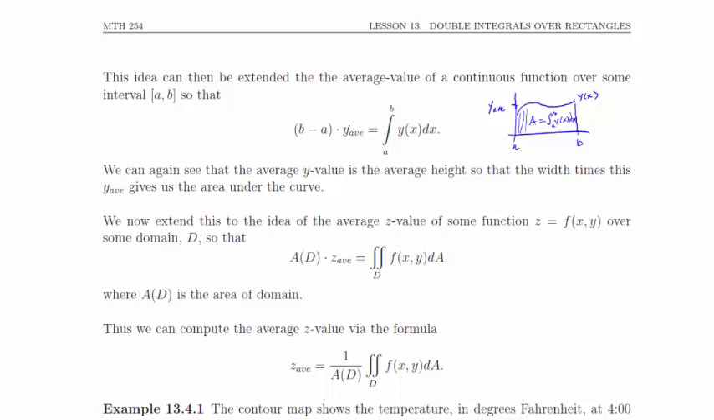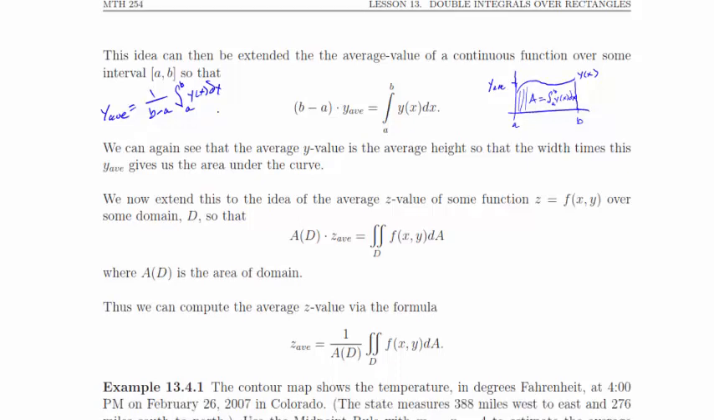We can then say that the average value, and this is what you actually see in second term calculus, is 1 over b minus a times the integral from a to b of y of x dx. So we can again see that the average y value is the average height, so that the width times this y average gives us the area under the curve.